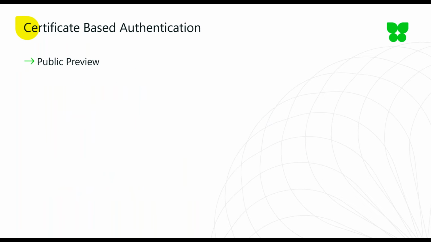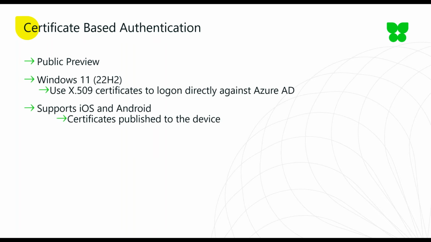When we talk about new things, though, there is a new public preview of certificate-based authentication that's available. Now, I did mention this in the last presentation, and at the time it was fairly limited in terms of what it can do. Some of those limitations are still there. For example, strictly speaking, this is a Windows 11 22H2 implementation, but it does allow us to use an X509 certificate to authenticate the device itself and the user directly against Azure AD. We don't have to use ADFS. We don't have to put anything else in place that's understanding that certificate.